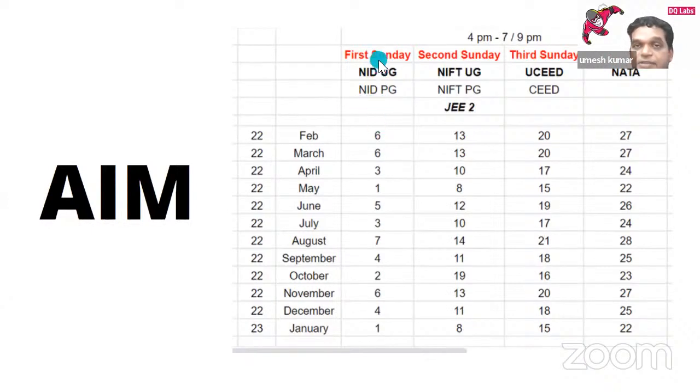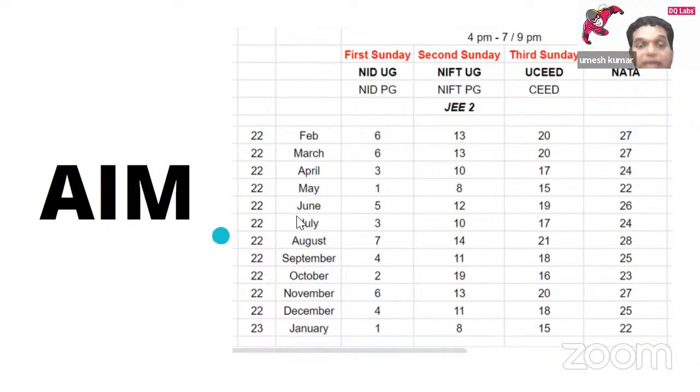So these are the dates. For example, on the first Sunday of February, which is the 6th, you will be having the NID UG and NID PG All India mock test. If you're looking for the Nata test, it will be on the 4th Sunday, that is the 27th of Feb. These days are fixed. So every 4th Sunday of every month, you can find a Nata test happening between 4 p.m. and 7 p.m. Every 3rd Sunday, again between 4 and 7 p.m., you will be having the UC and SEED entrance exam All India mock test. Similarly for the 2nd Sunday and the 1st Sunday.